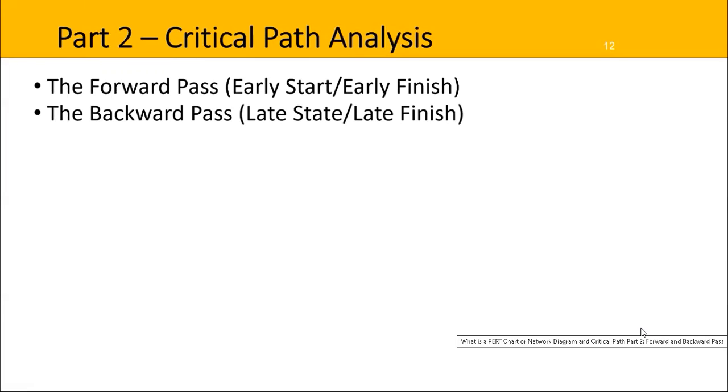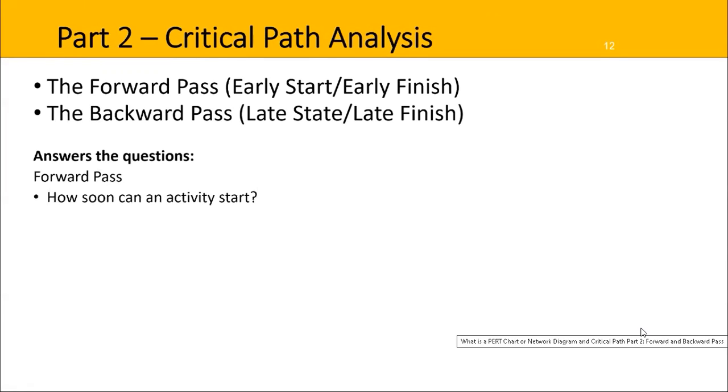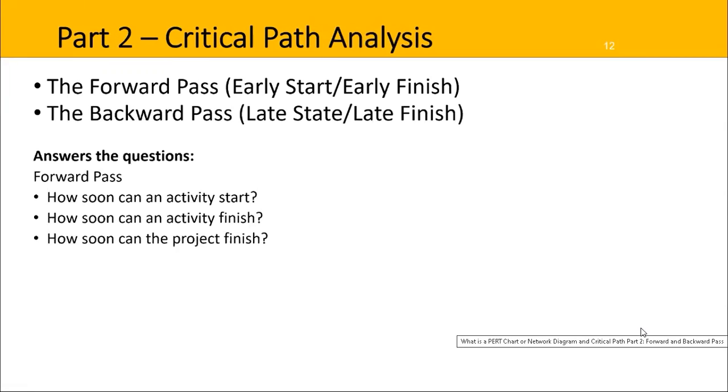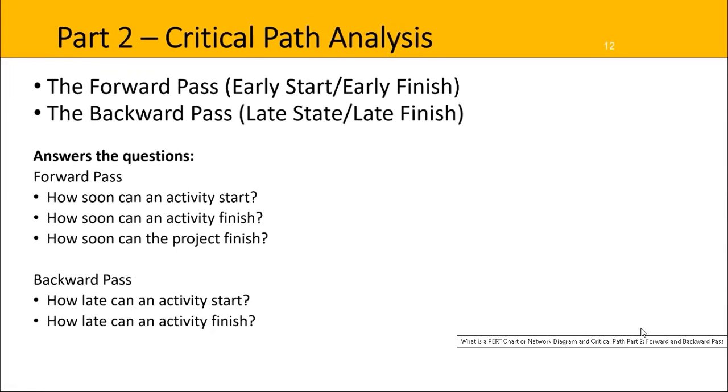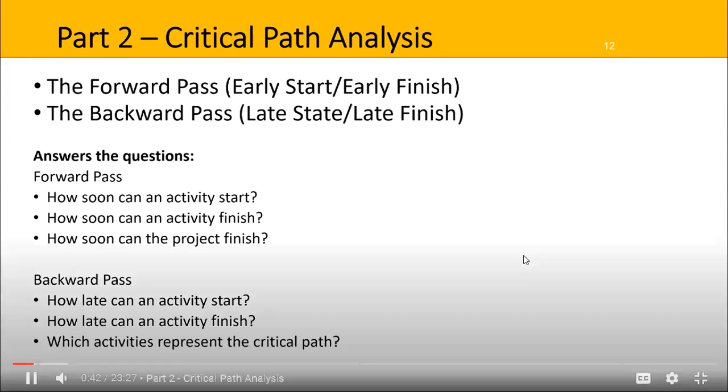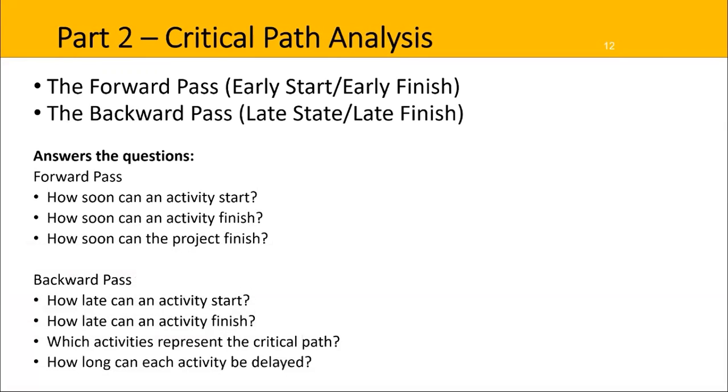Completing the forward and backward pass helps to answer some questions. The forward pass helps us to know how soon an activity can start and how soon an activity can finish, and also how soon the project as a whole can finish. The backward pass helps us to know how late an activity can start and how late it can finish, as well as what activities represent the critical path. And lastly, how long can each activity be delayed?